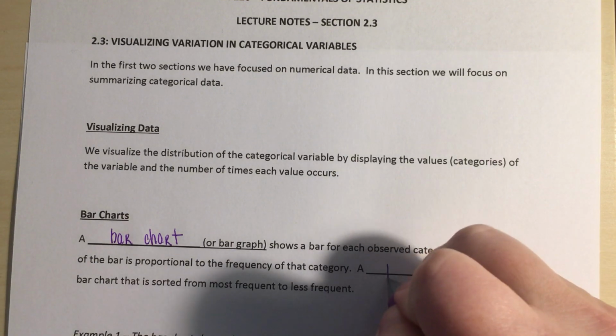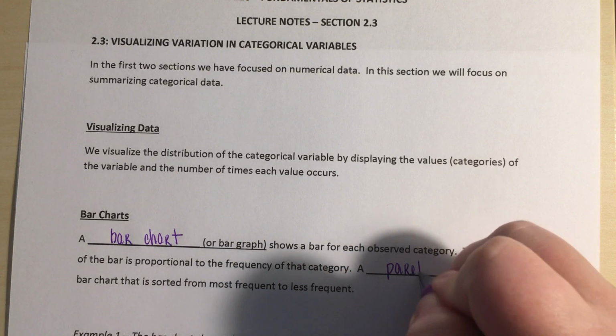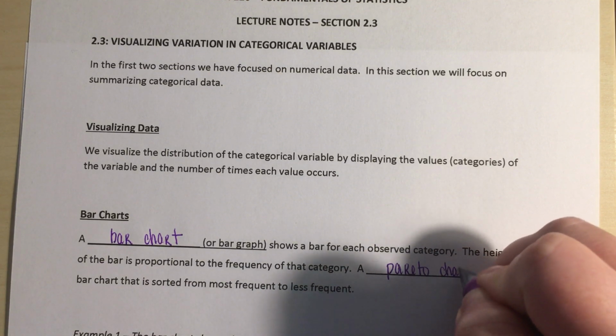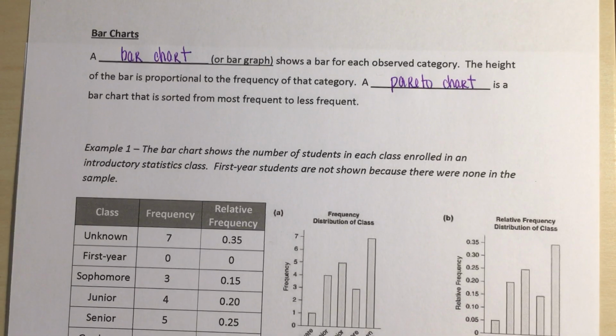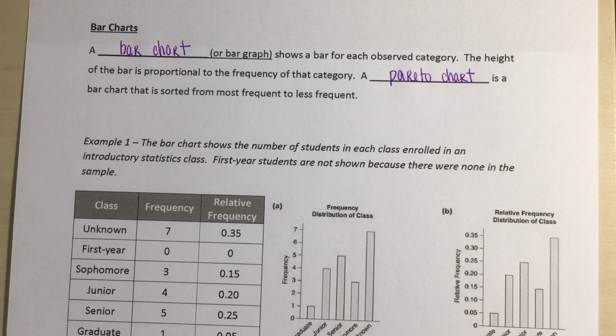A Pareto chart is a bar chart that is sorted from most frequent to less frequent. So in this first example, this bar chart shows the number of students in each class enrolled in an introductory statistics class. First year students are not shown because there were none in the sample.